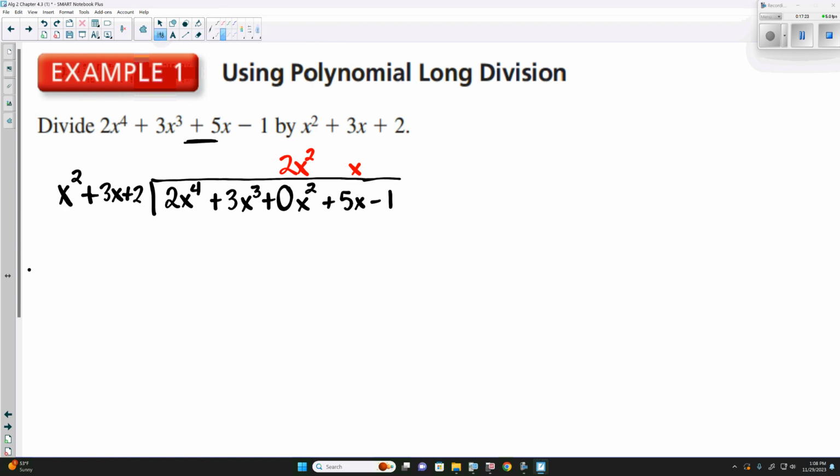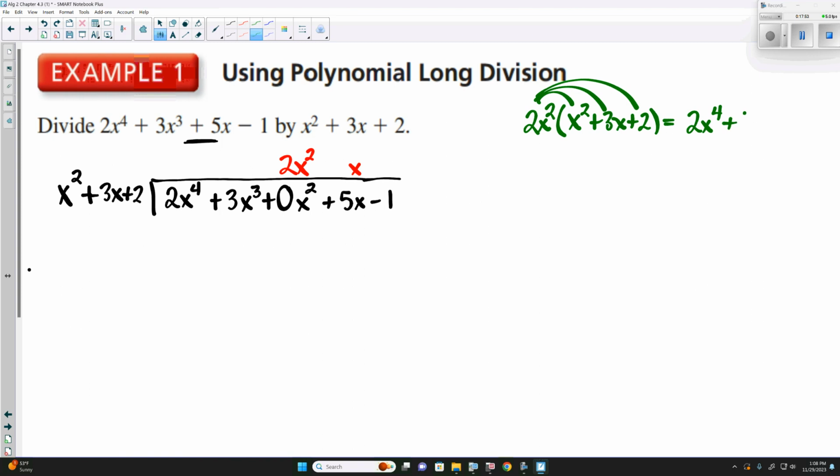All right, next step is to multiply our 2x squared by our x squared plus 3x plus 2. And we're going to distribute this out. Our 2x squared times x squared is 2x to the fourth, which is what we wanted. Our 2x squared times 3x, 2 times 3 would give us 6. X squared times x would give us x to the third. And 2x squared times 2 is going to be 4x squared.